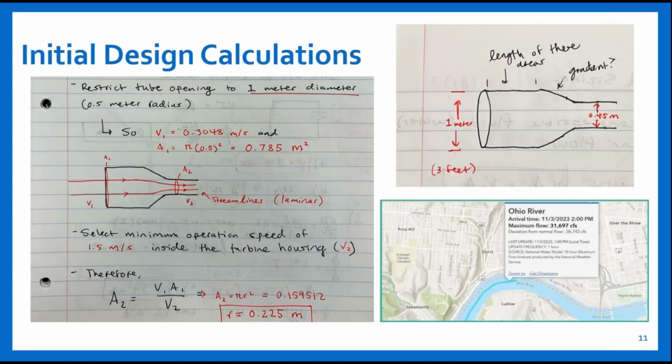So before we first started, we did initial design calculations using the continuity equation, which we refined with our simulation further, and it turns out that this doesn't exactly hold, but it was still a good place for us to start for increasing the water velocity.